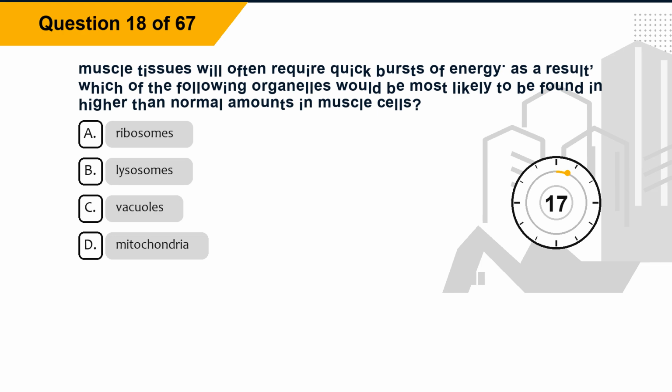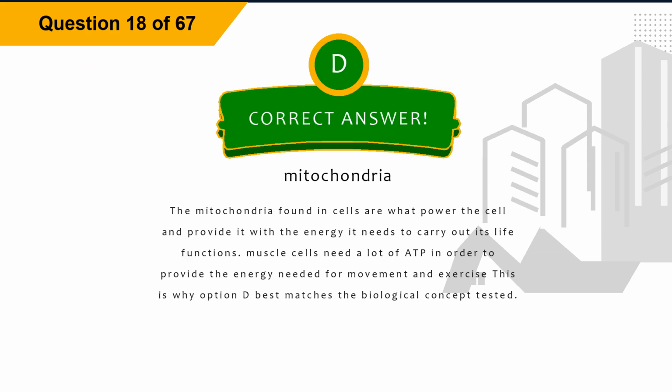Question 18. Muscle tissues will often require quick bursts of energy. As a result, which of the following organelles would be most likely to be found in higher than normal amounts in muscle cells? Option A, ribosomes. Option B, lysosomes. Option C, vacuoles. Option D, mitochondria. The correct answer is option D, mitochondria. Explanation. The mitochondria found in cells are what power the cell and provide it with the energy it needs to carry out its life functions. Muscle cells need a lot of ATP in order to provide the energy needed for movement and exercise. This is why option D best matches the biological concept tested.